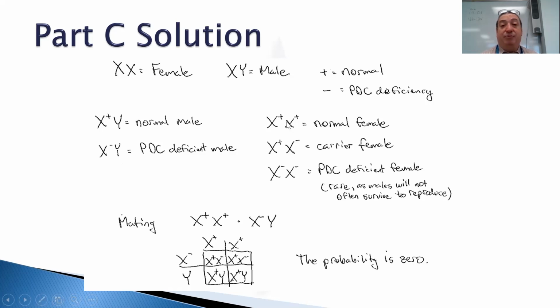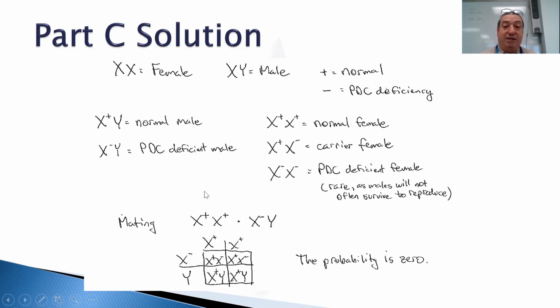We have 3 possible genotypes for females: X+X+, which is a normal female; X+X-, which is a carrier female. They are carrying a recessive allele but don't have the disease. And then X-X- would be a PDC deficient female. However, this is rare because the disease is very serious, so it would be difficult for a male to survive to reproduce with a carrier female.